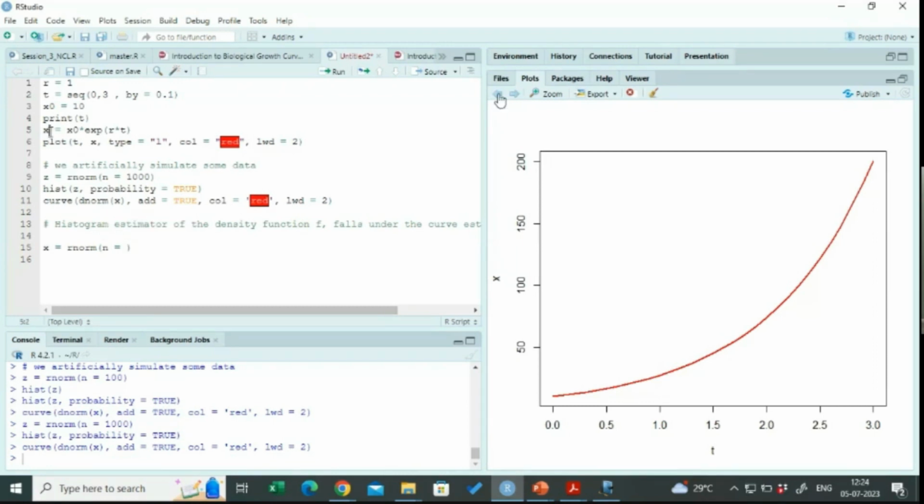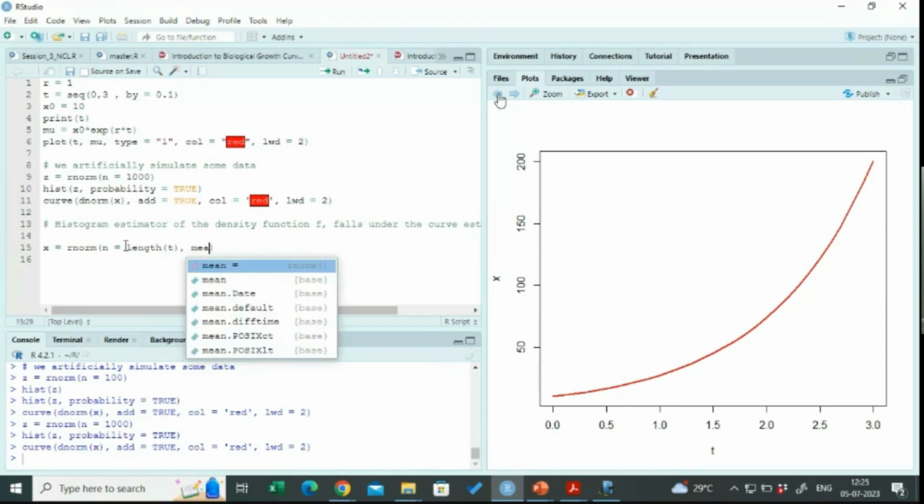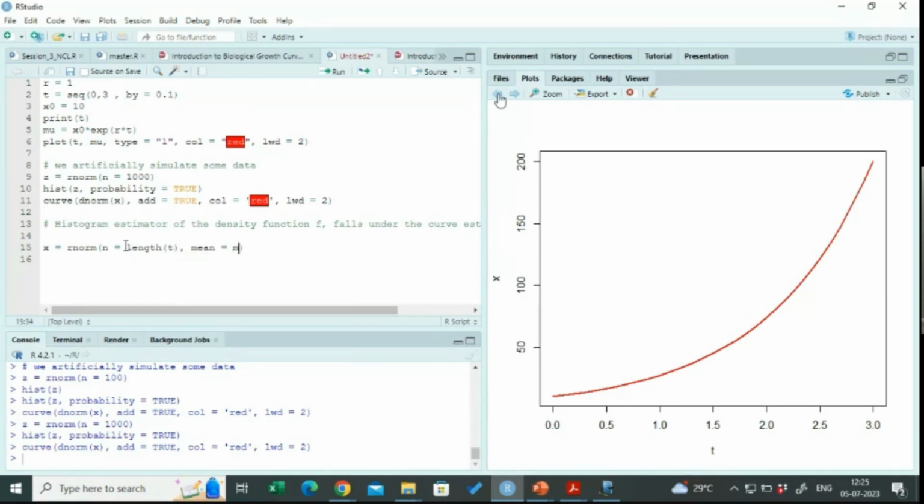Say I'm writing it to be mu, suppose. Plot x comma mu. And how many values? How many t is there? We have to use that many, so length of t. And the mean is what we want, this is the mean we want, and we can give some SD also, standard deviation. So I'm giving 2 standard deviation. Let us see what we are getting.